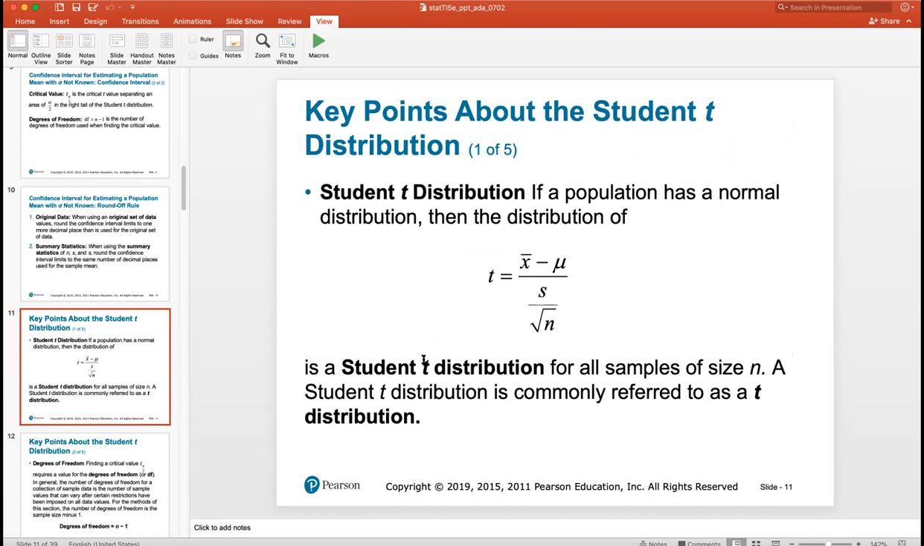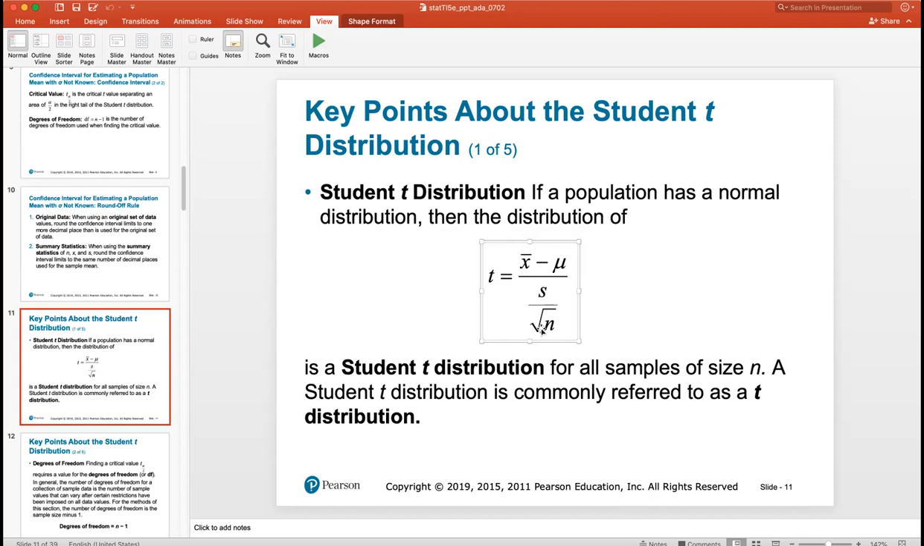Okay, so to figure out this one, clearly. The student t distribution: if a population has a normal distribution, then the distribution of t is this. You don't have to memorize it, but please try to understand it. So x bar minus mu over, by the central limit theorem, this is the standard deviation of the sample mean.